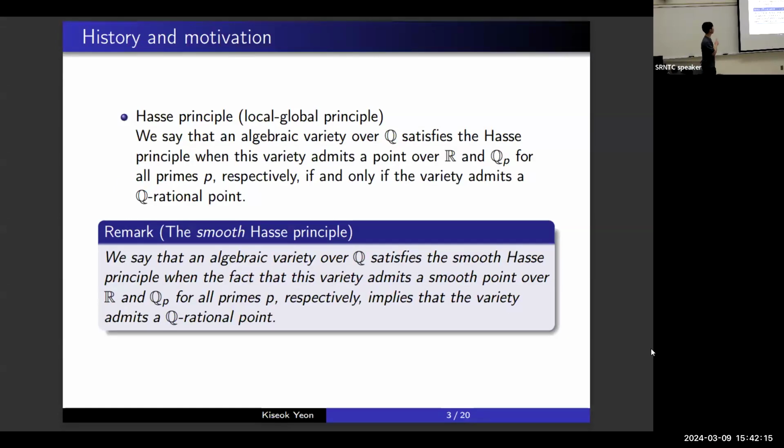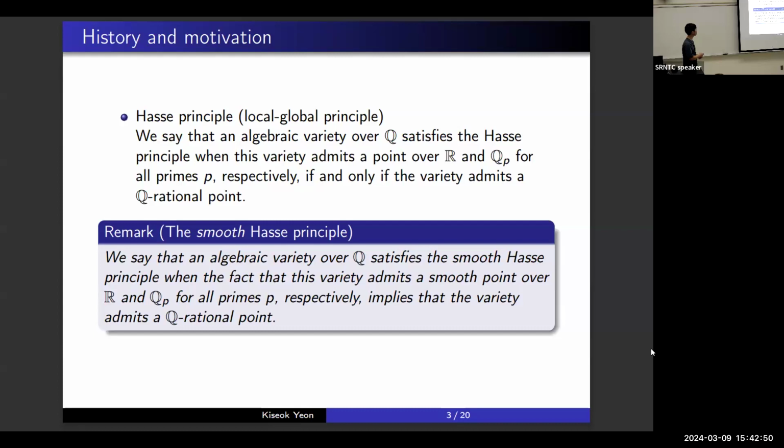We begin with the definition of the Hasse principle we are going to use in this talk. We say an algebraic variety over Q satisfies the Hasse principle when this variety admits a point over R and Q_p for all primes p if and only if the variety admits a Q-rational point. We notice here that one direction is trivial because Q can be embedded in R and Q_p. So the matter is to show the other direction.